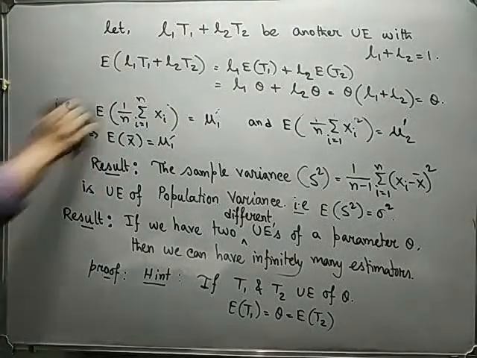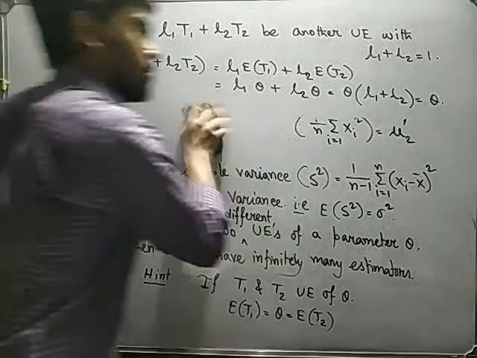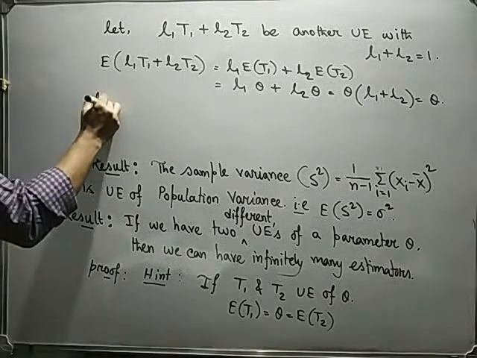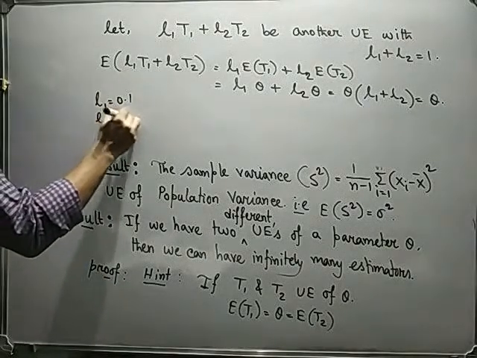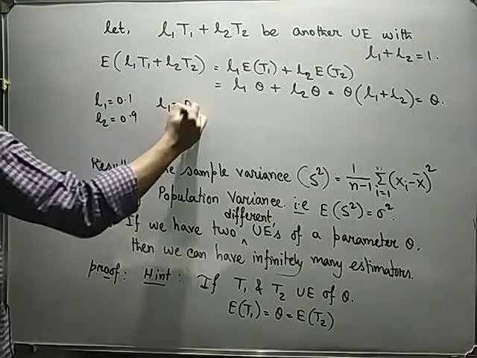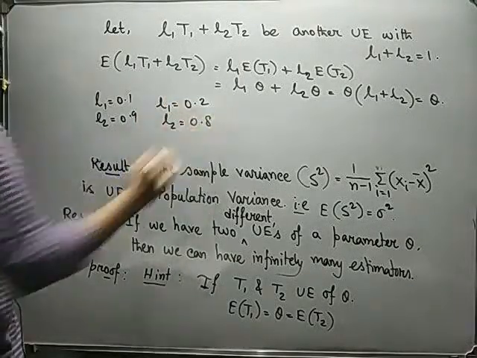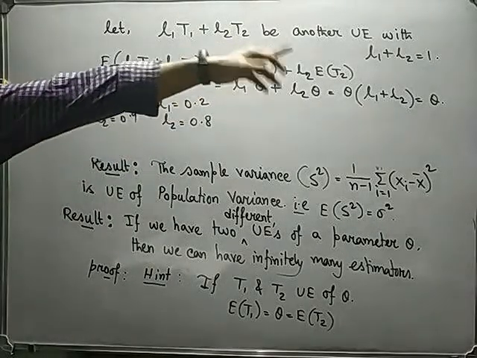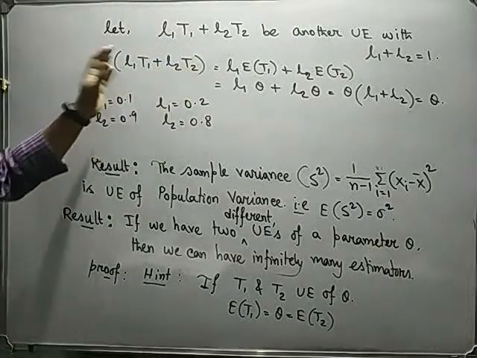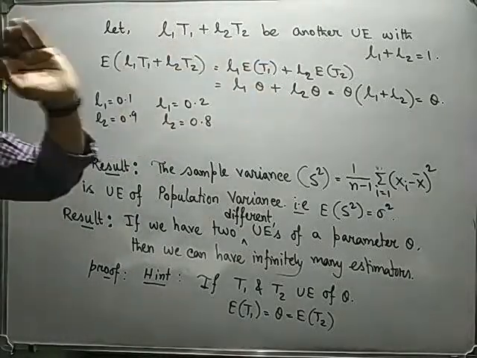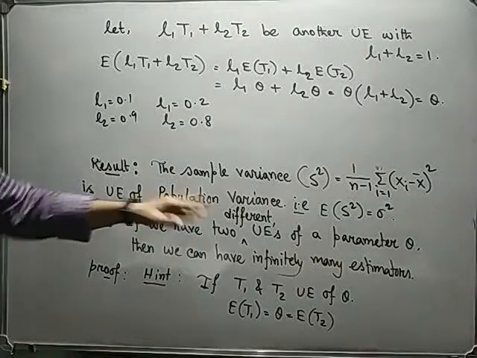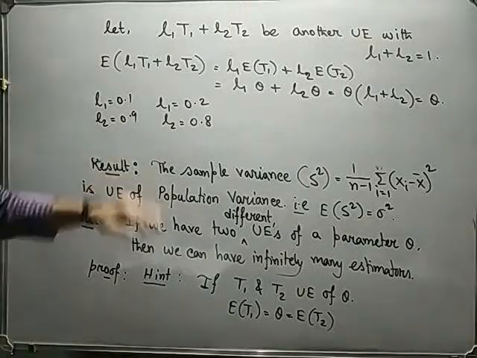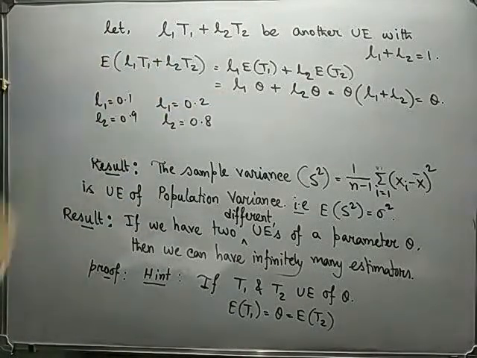We can choose infinitely many L1 and L2 such that L1 plus L2 equals 1. For example, let L1 equal 0.1, L2 equal 0.9. Or L1 equal 0.2, L2 equal 0.8, and so on. So that's why we can get infinitely many unbiased estimators of theta, provided there are two different unbiased estimators of theta. That's the property.